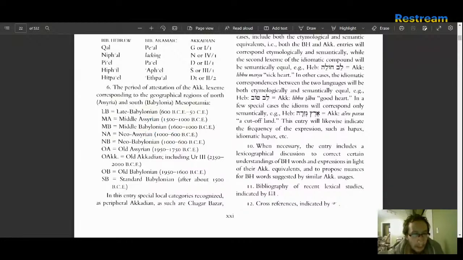Whereas Middle Assyrian and Middle Babylonian is the time when Moses is in Egypt with the Israelites, and then the Exodus and the time of the judges. Neo-Babylonian and Neo-Assyrian are both 1000 BC to 600 BC. Old Assyrian is 1950 BC to 1750 BC, and Old Babylonian is 1950 to 1600 BC. So this period basically covers the time of Abraham, Isaac, and Jacob.